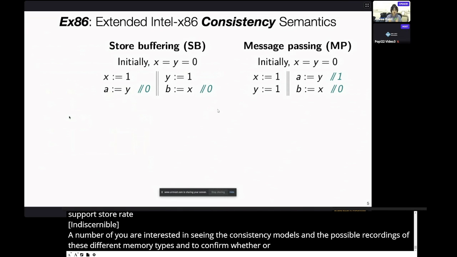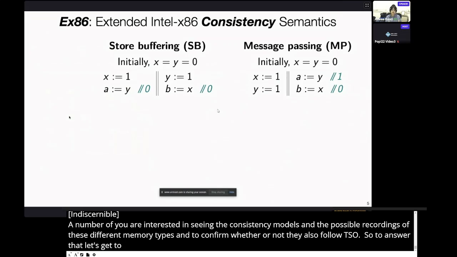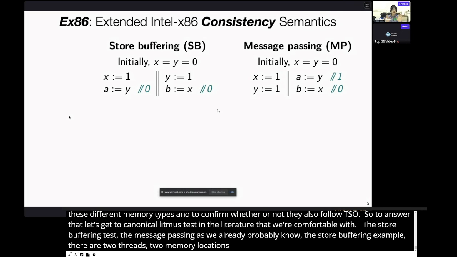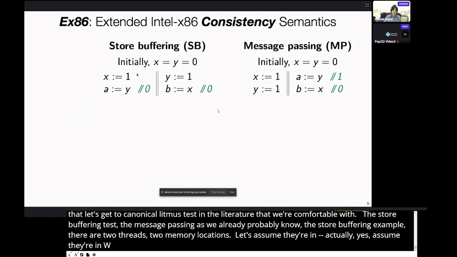So to answer that, let's look at two canonical litmus tests that we in the weak memory literature are very comfortable with, namely the store buffering litmus test and the message passing one. As you already probably know, in the store buffering example, we have two threads, two memory locations. For now, let's assume they're in WB memory. And of course, initially they both hold value 0. Now the left thread issues a store to X with value 1 and then reads from Y. The right thread stores to Y and reads from X.